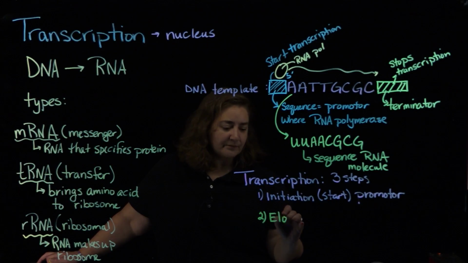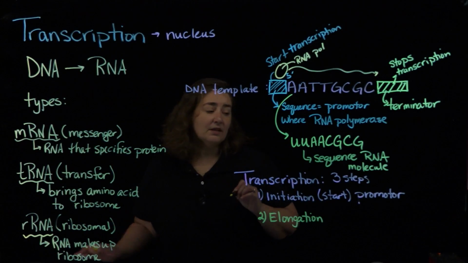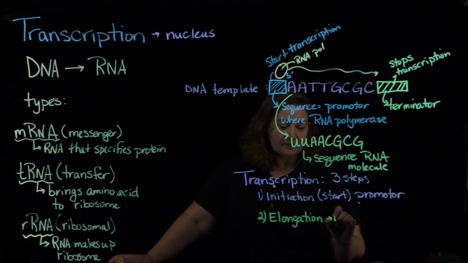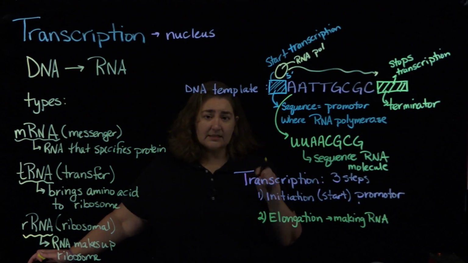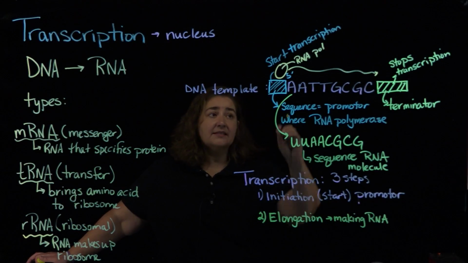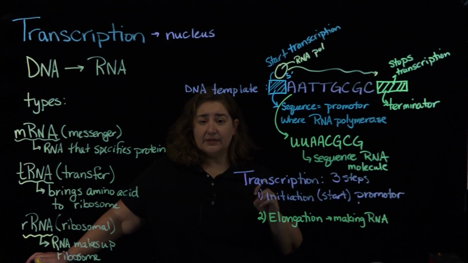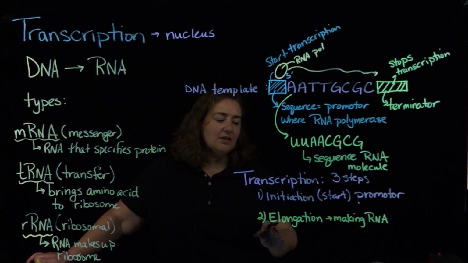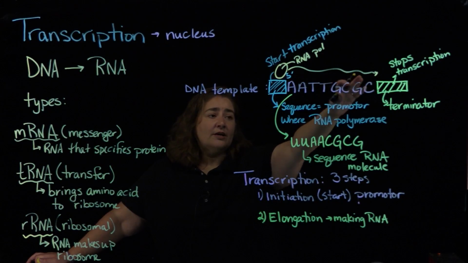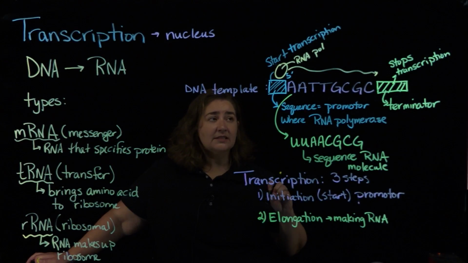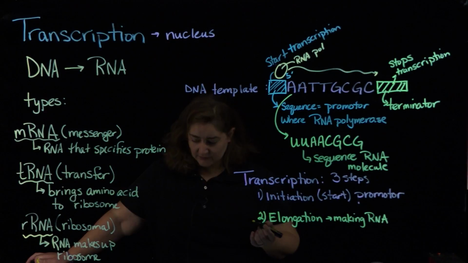Second step is going to be elongation, okay? That elongation is the process of making the RNA, okay? And essentially it's going to add in nucleotides as it reads the DNA template that it's given, okay? So we've got initiation, the RNA polymerase comes in, finds the promoter, sits down. Elongation, the RNA polymerase reads that sequence on the DNA to make the RNA molecule, all right?